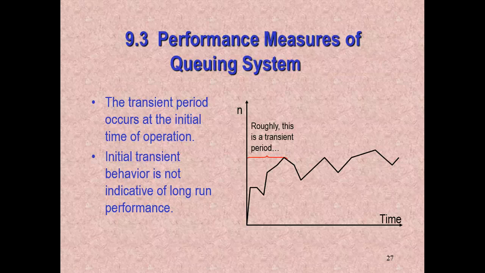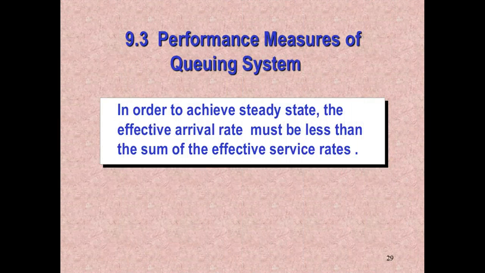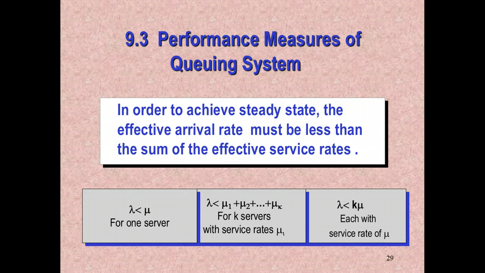So steady state occurs after, when things are working well. The other thing that we have to achieve steady state is the effective arrival rate must be less than the sum of the effective service rates, okay? So what that's saying is we have to be serving people faster than they're coming in. If people are coming faster than we serve them, everything goes helter-skelter, right? If things are backing up, the queue doesn't operate normally because now it just keeps adding to it, so it'll never achieve steady state. So the effective arrival rate must be less than the sum of the effective service rates.